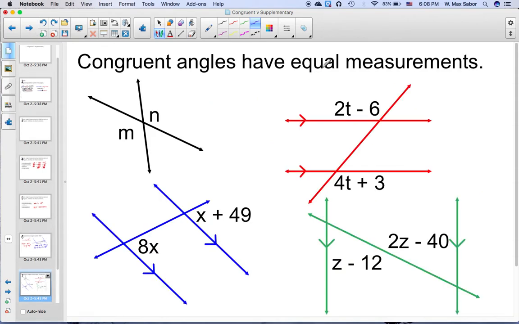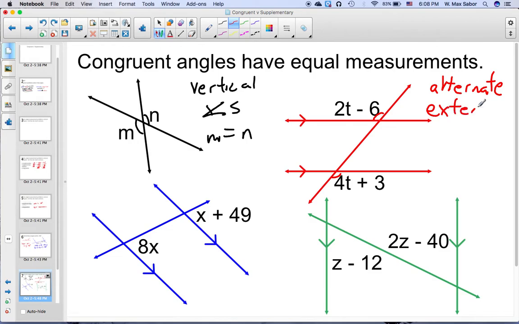If we have congruent angles, there are many more options. We could have vertical angles. So these are on opposite sides of the same intersection, and they're formed from the same lines. So here we have m equals n. Here, these are on opposite sides of the transversal and outside, so we call these alternate exterior angles. And we can say 2t minus 6 equals 4t plus 3.